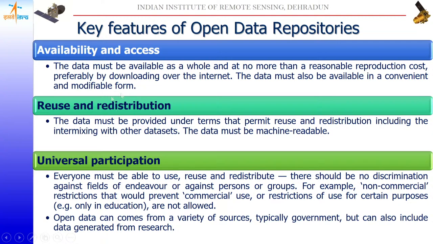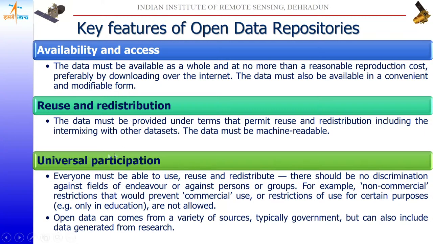So this is one important property of an open data repository. Similarly, reuse and redistribution. The data must be provided under terms that permit reuse and redistribution of the data set, including intermixing with other data sets. The data must be machine readable as well. So this is another feature of an open data repository.